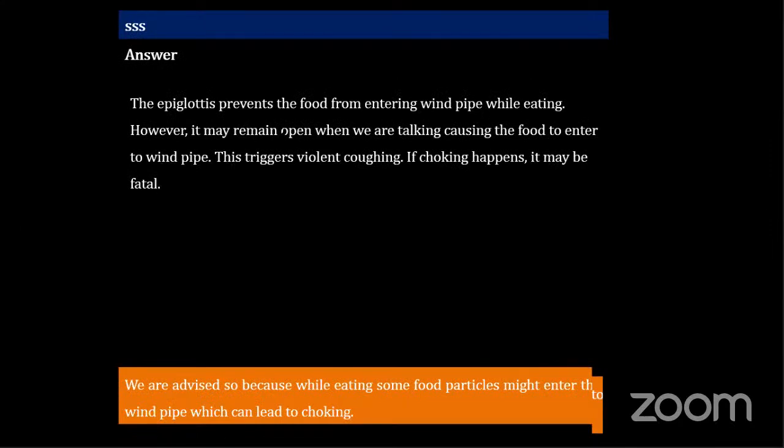However, if we are talking, this epiglottis is going to remain open. And then the food that we have eaten might enter the windpipe and trigger coughing. I'm very sure most of you have experienced this. So it is always advised that we should not talk while we are eating.